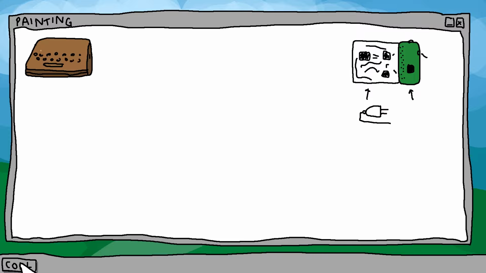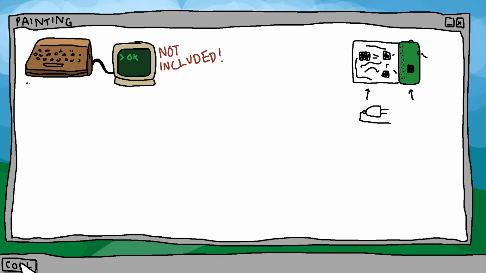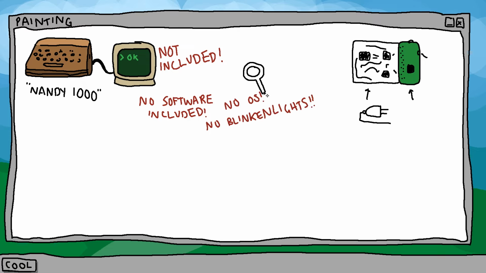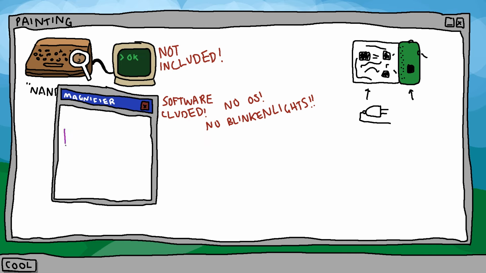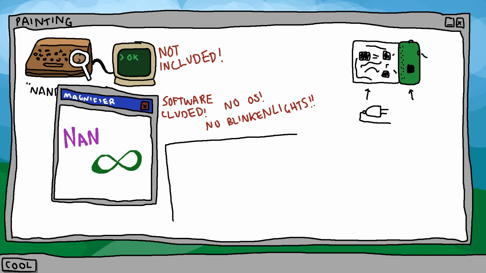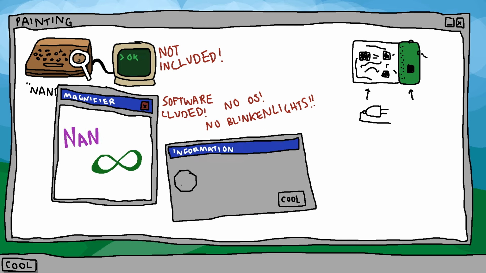We have this Raspberry Pi attached to it, and what we want to do is then use that to build a computer. And I'm going to call this the Nandy 1000. It will not include a monitor. It will not include any software or OS. It doesn't have any blinking lights. So we're going to want to be satisfied with the computation itself, just the beauty of this thing humming along, doing what it does.